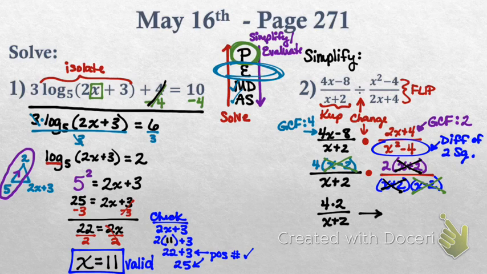So what would my fully simplified result look like? 8 over x plus 2. That's absolutely correct. Do you guys have any questions for me on either one of these problems? All right.